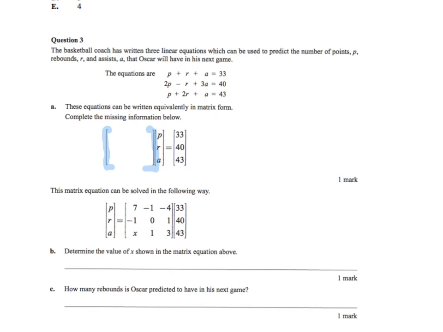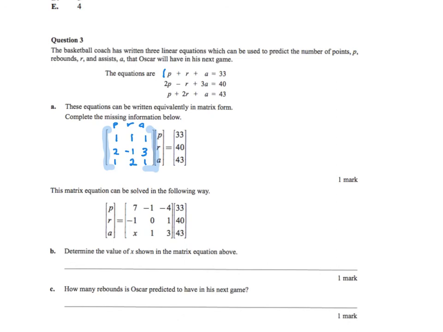What's the number in front of this one? Yep, 1, 1 and 1, good. So we've got P, R and A going across here. What about in the next equation? It's what? 2, -1. 2, -1 and? 3. And the last one? 1, 2, 1. Good. Done.